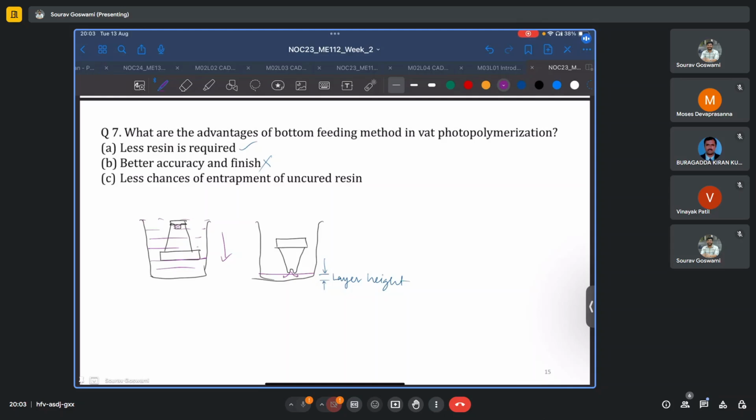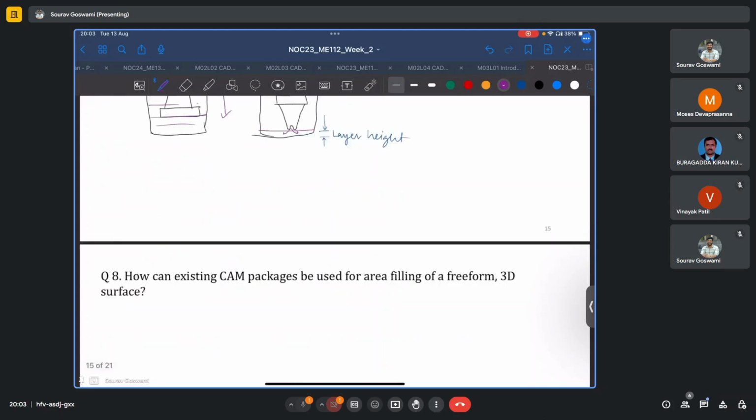Of course, there might be some capillary action where from the neighboring wall or from the next layer, some resin has crept into this hollow section and might end up getting secured over there. But still, to a large extent, we can say that the chances of entrapment of uncured resin are highly minimized. Thus, options A and C are correct.